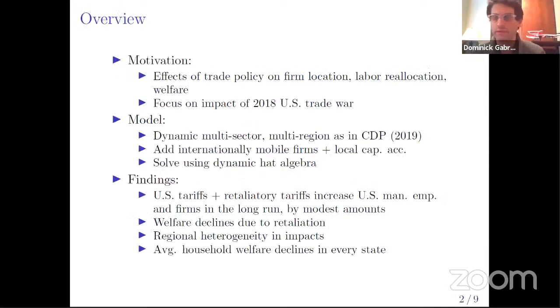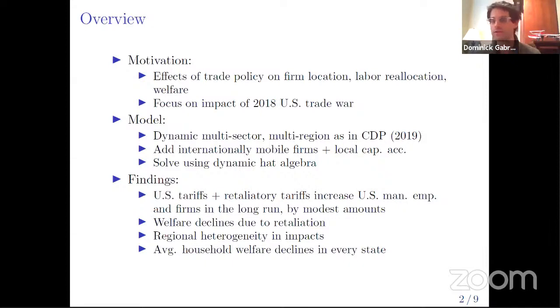Thanks for inviting me to discuss this paper. It's a work in progress, but it's really interesting. I think it has a lot of potential. It was a very interesting read. So let me briefly summarize how I saw the shape of the paper. The paper studies the effects of trade policy on sectoral reallocation and welfare, and adds this firm mobility dimension that's usually missing from these types of exercises.